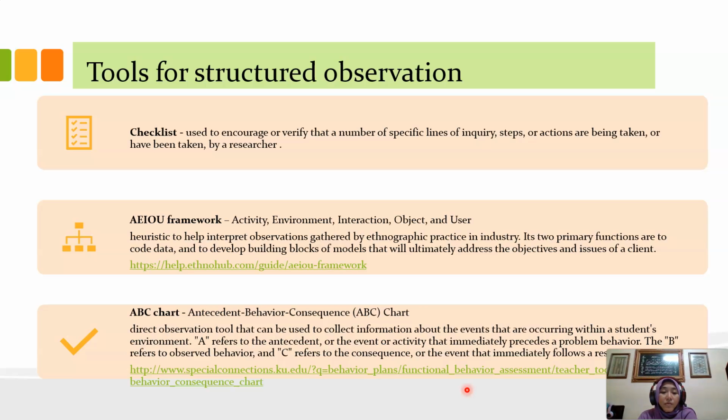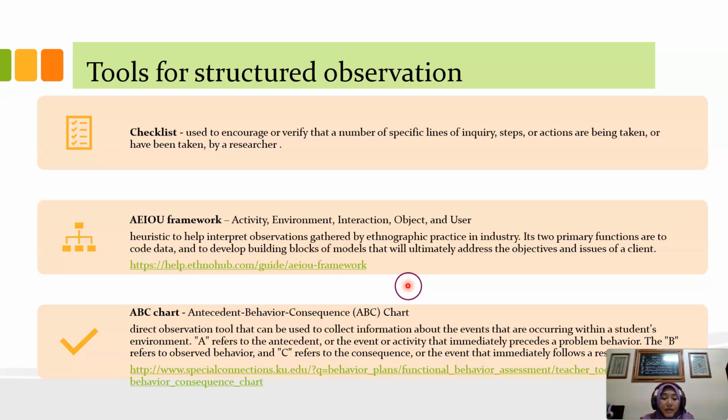And then AEIOU is activity, environment, interaction, object and user, a template or framework. It is a heuristic framework to help interpret observations gathered by ethnographic practice in industry. Its two primary functions are to code data and to develop building blocks of models that will ultimately address the objectives and issues of a client. You can go to this link and look at the example of the AEIOU or the more explanation.